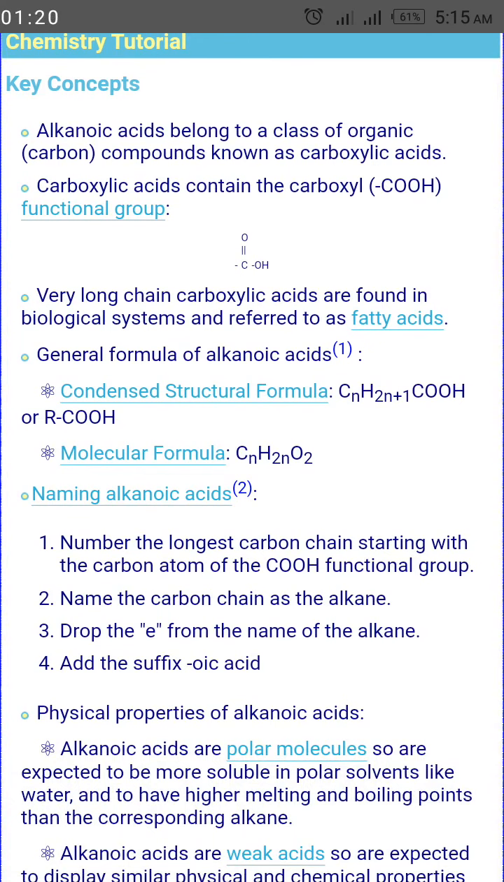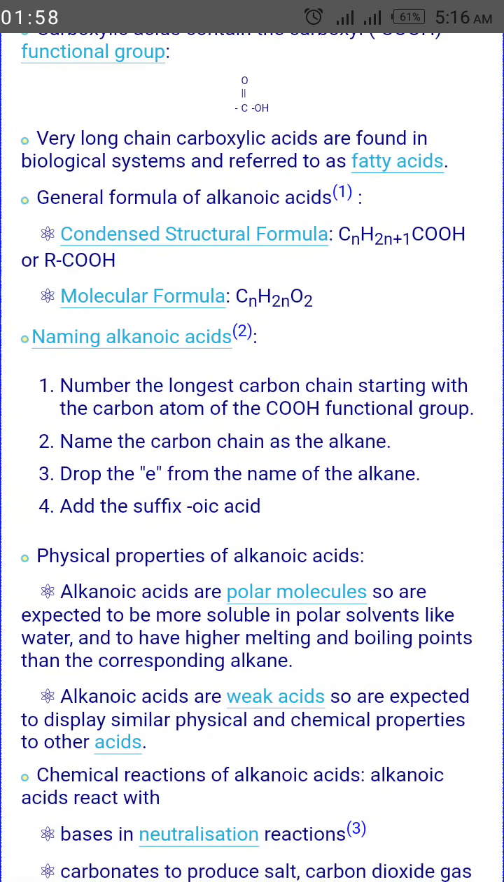The general condensed structural formula of alkanoic acids is CnH2n+1 COOH. COOH is the functional group, so it must be there. Or you can write it as RCOOH. Don't forget, anywhere you see R in organic chemistry, it mostly refers to an alkyl group, CnH2n+1. The molecular formula of alkanoic acids is CnH2nO2. You can sum up the structural formula above and you end up at CnH2nO2 for the molecular formula.